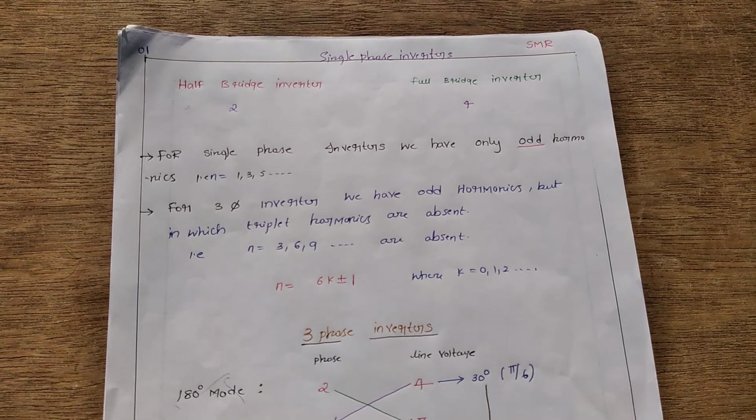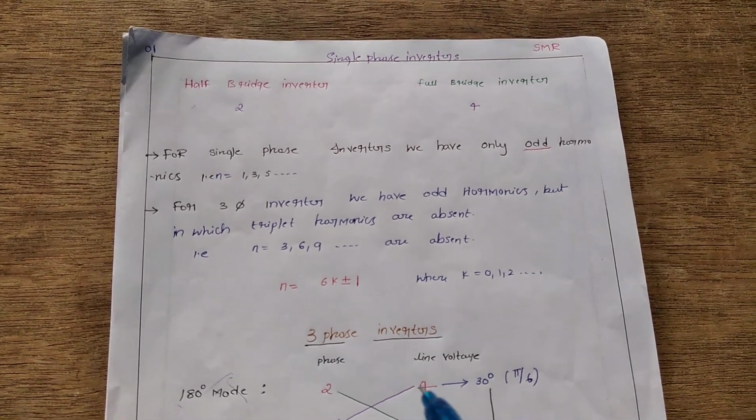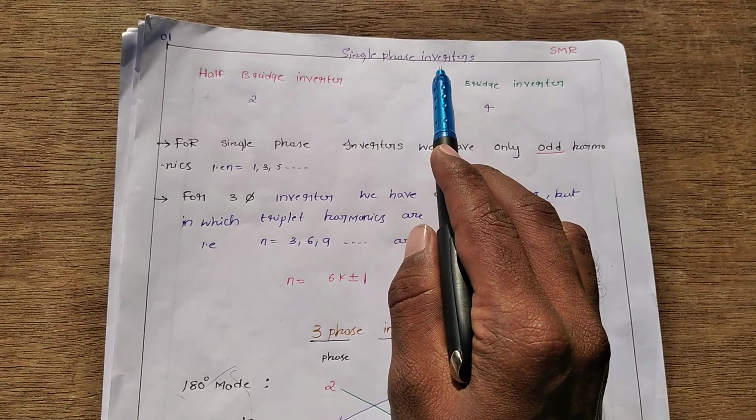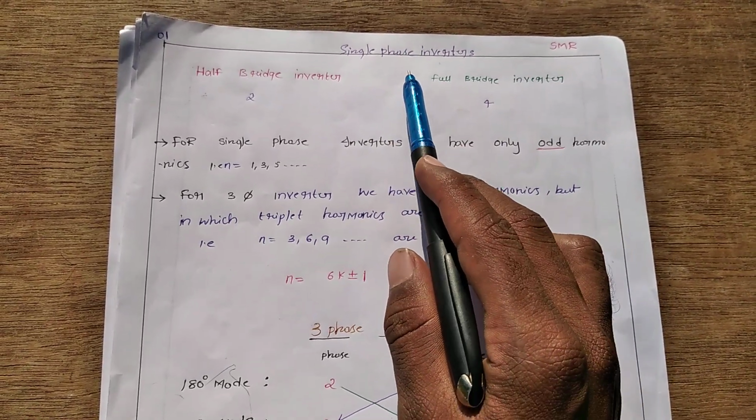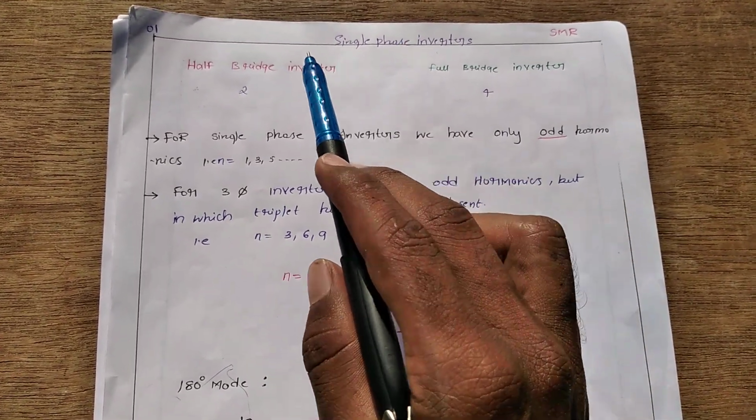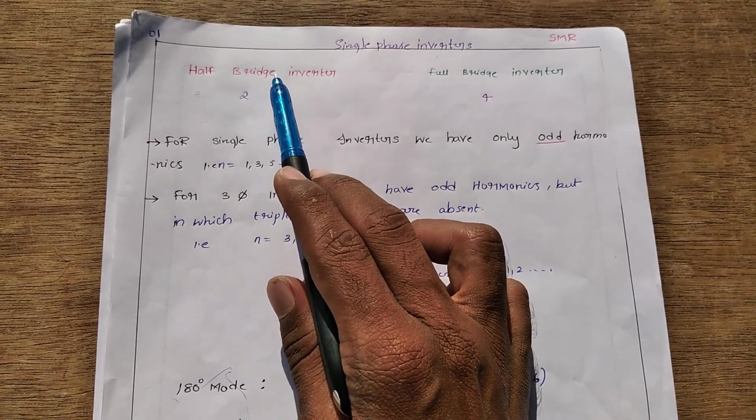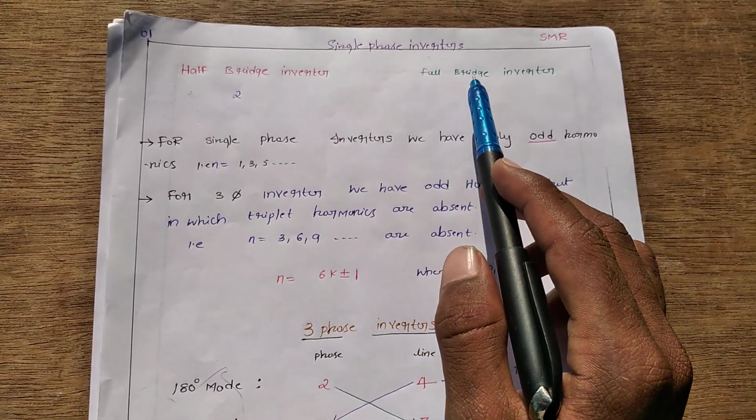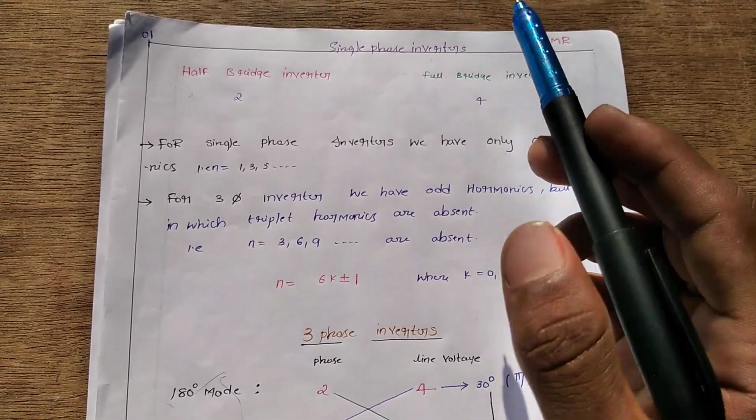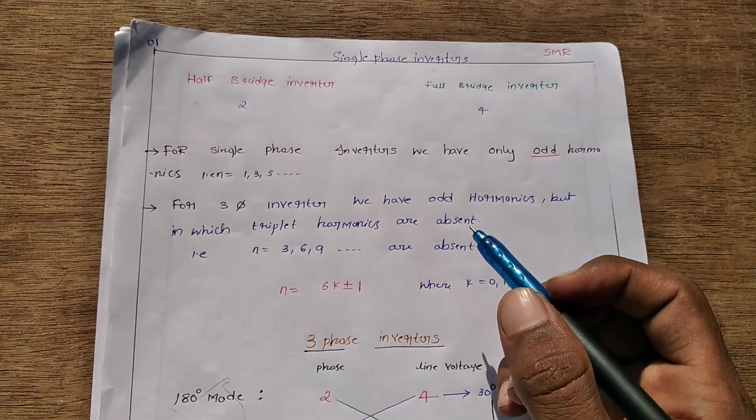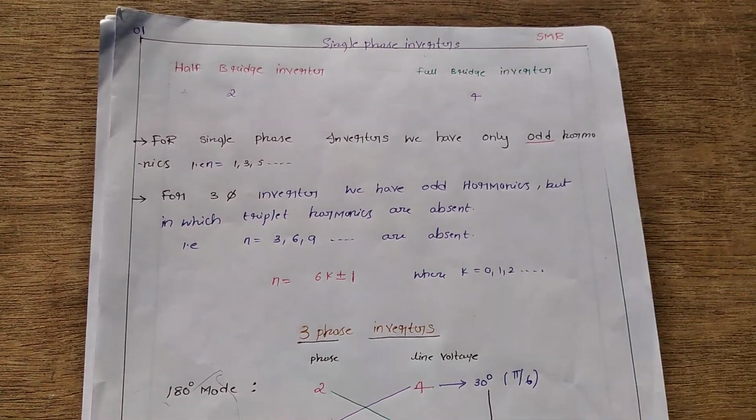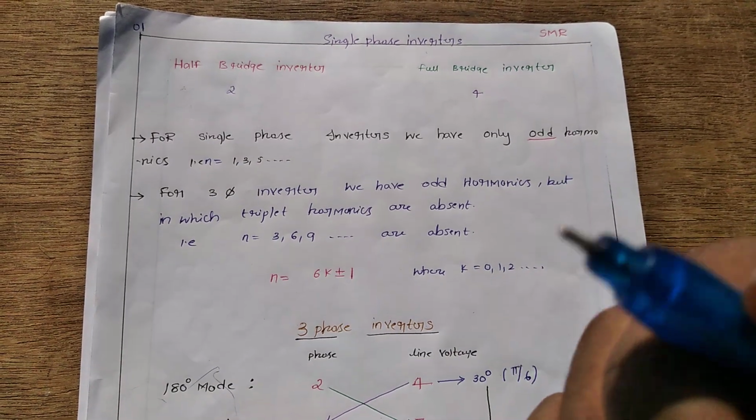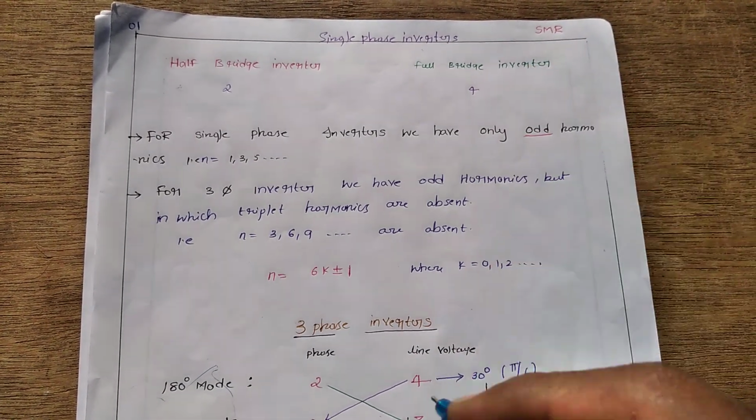Hi guys, today I am going to explain the formulas for inverters. I am going to explain all formulas in half bridge inverter, full bridge inverter and three phase inverters. All the formulas like Fourier series and their RMS values and their average values. So I will explain each and every formula in this module.